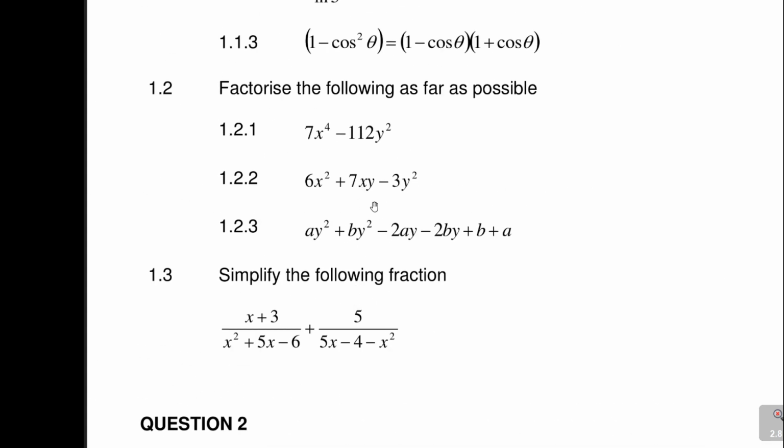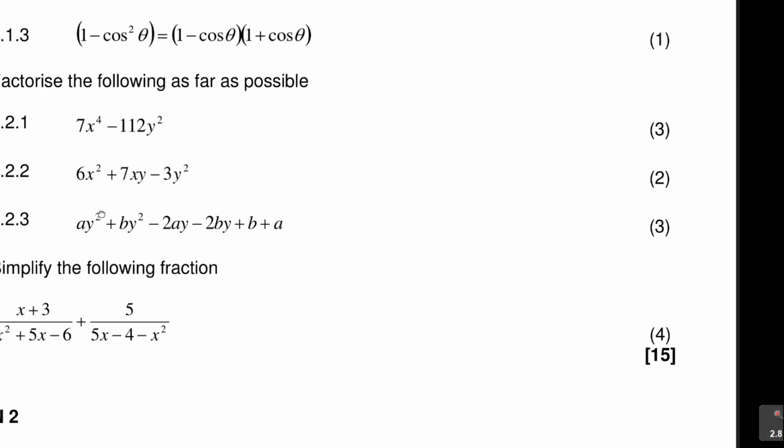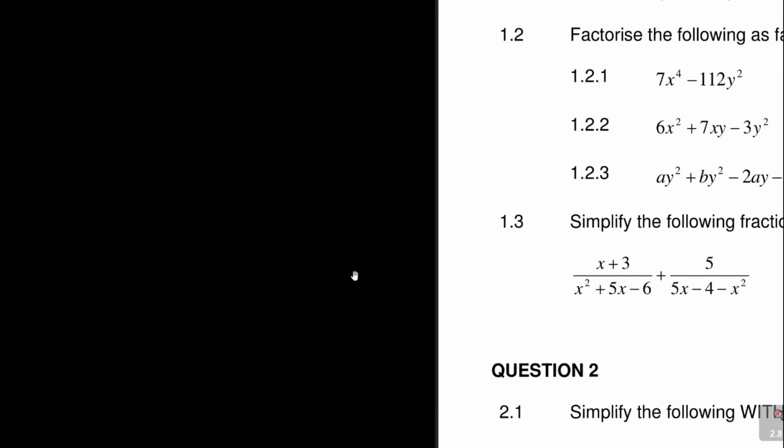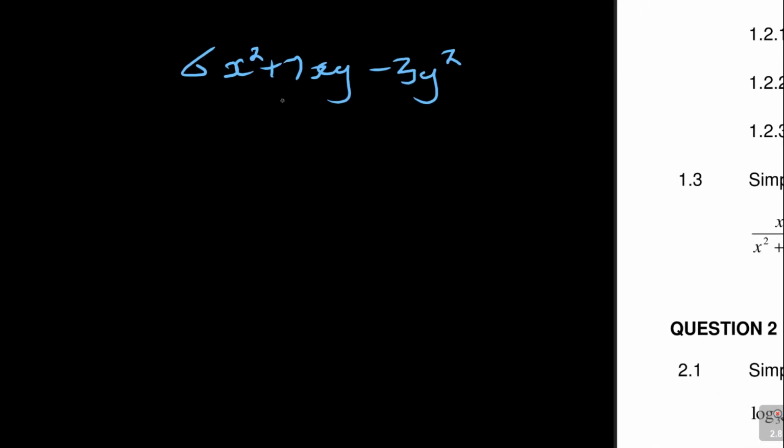It says here, this one, we're supposed to factorize. How many marks? 2. So it's not far. It's not far. It's just by the corner. Look at this one. 6x squared plus 7xy minus 3y squared. Now again, guys, don't let this thing fool you.